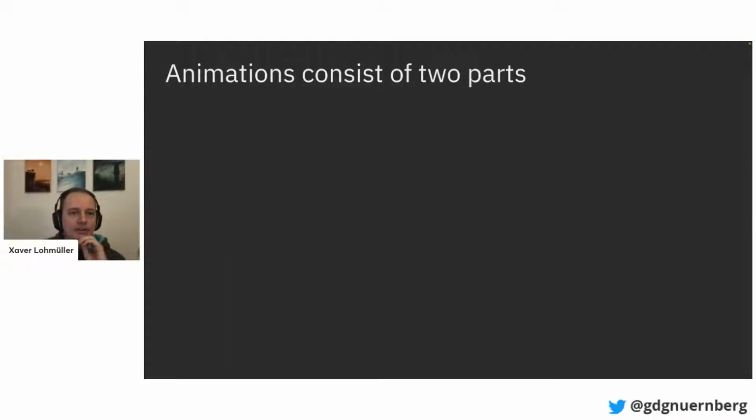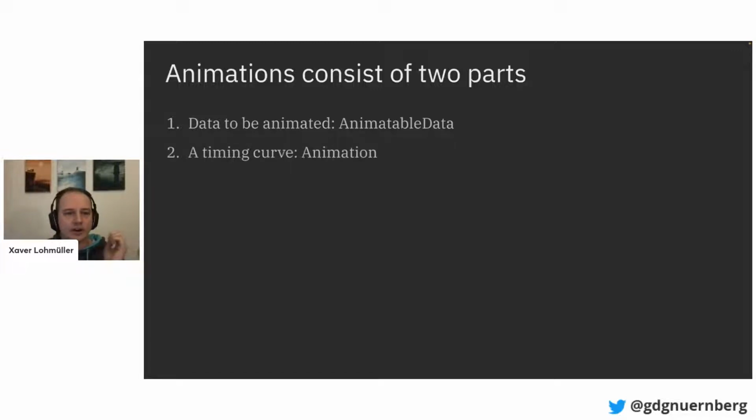In SwiftUI, we have two moving parts when we're dealing with animations. One of them is the underlying state, the data. For that, we have a protocol, which is like an interface in Java, called Animatable Data. The second part is a timing curve, and that's what we call an animation. But it's not what we think of, like flashy lights moving around the screen; it's in fact just a timing curve. I think it's a bit of a misnomer, but it sort of makes sense.